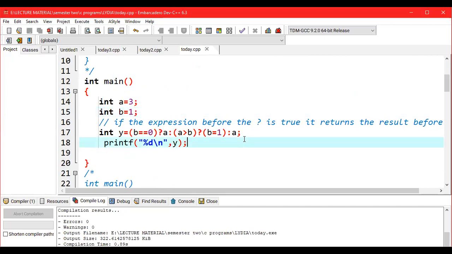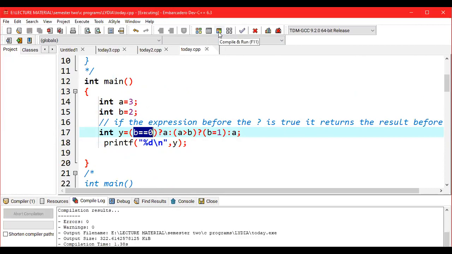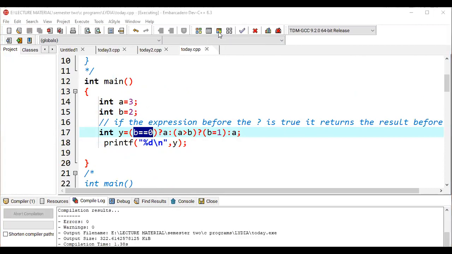If A is equal to 3 and B is 2, what would be the answer? How would you explain it? So long as B is not equal to 0, it will have to evaluate the value as A. That's why when you run it, it returns for you the value A as 1 now.